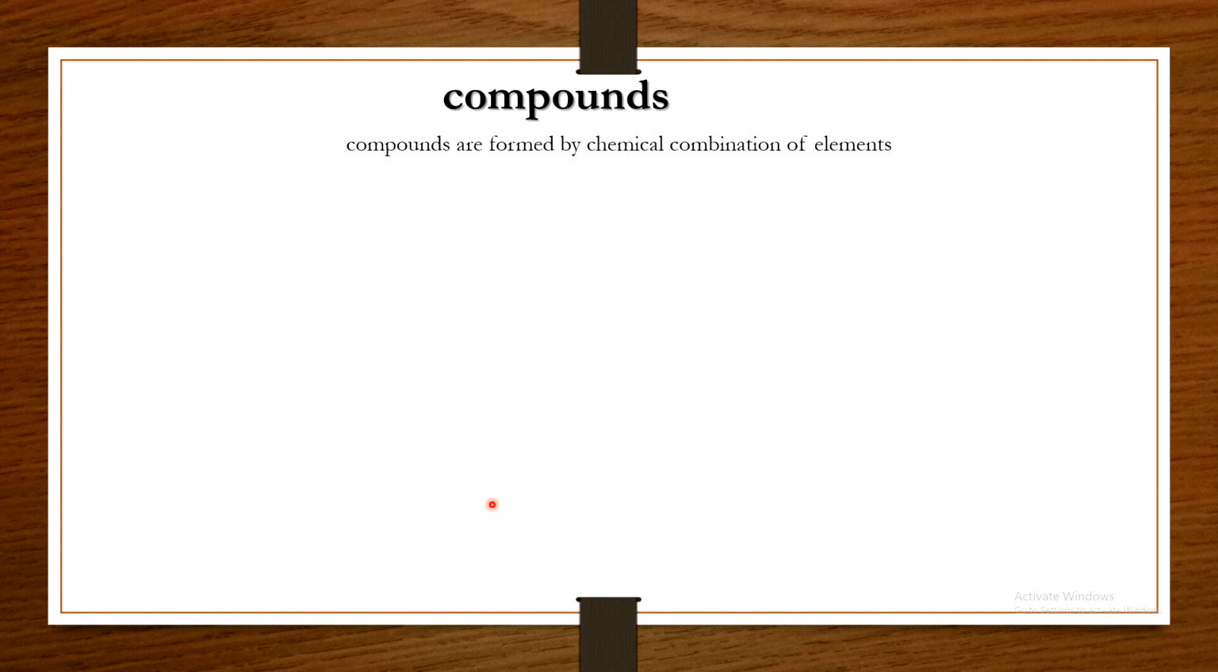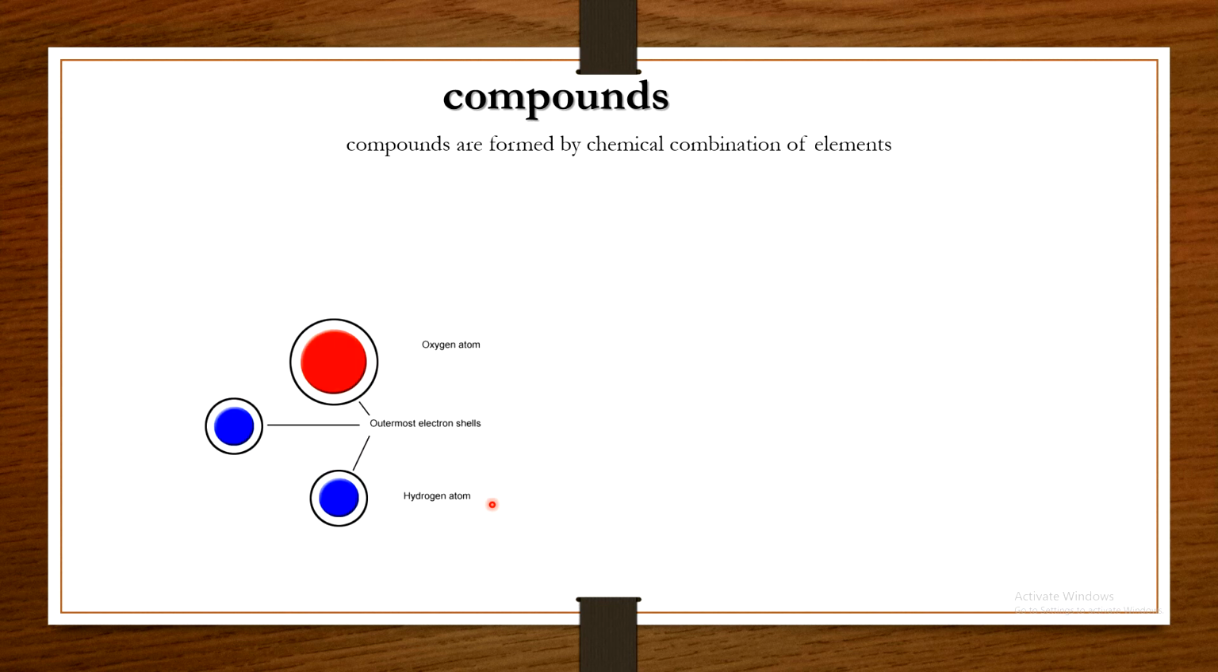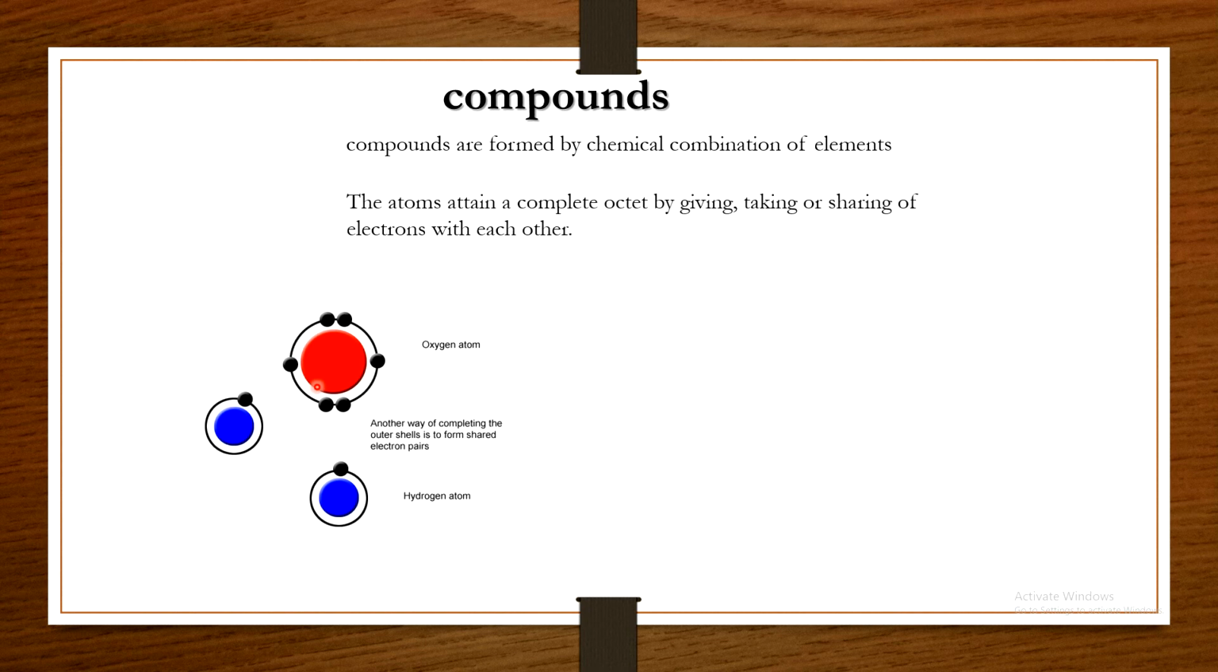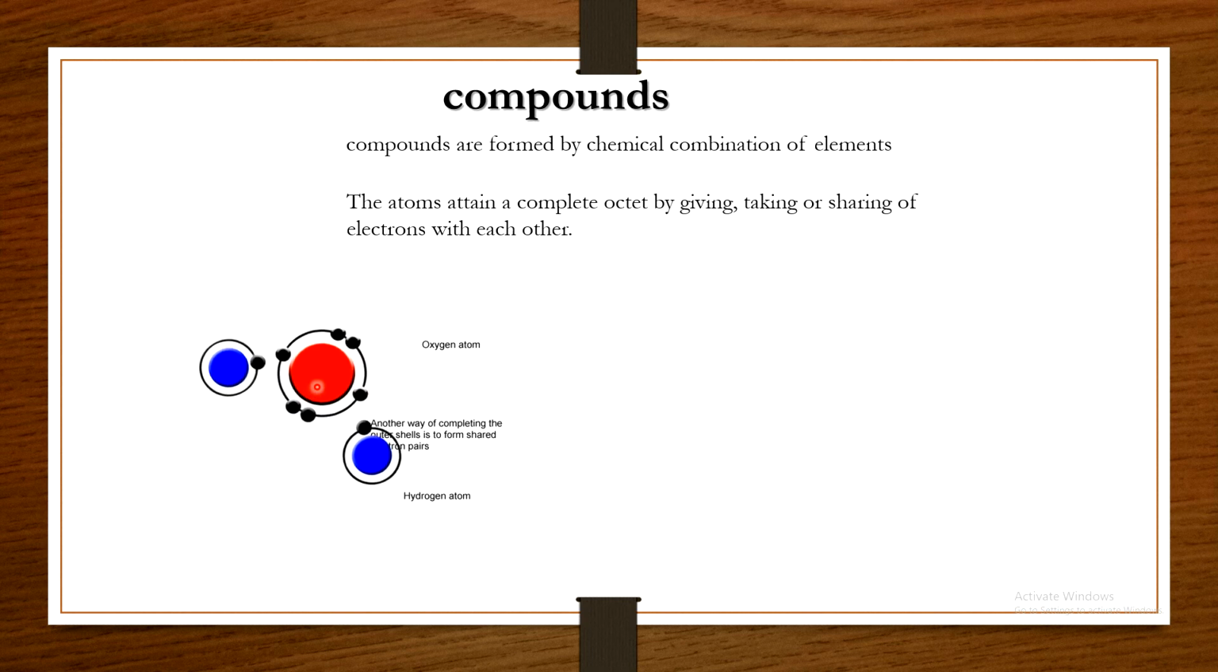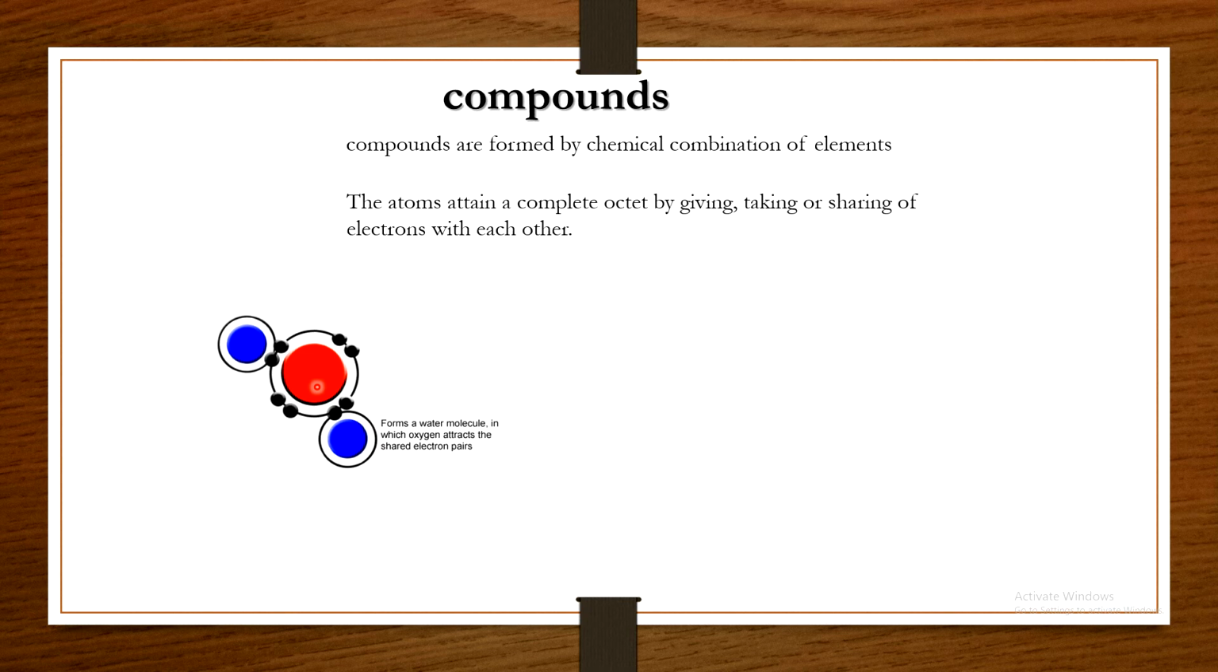Compounds are formed by a chemical combination of elements. Here you can observe how the H2O molecule is formed. Two hydrogen atoms are given, each with one electron revolving in the outermost orbit. The oxygen atom contains 6 electrons in the outermost orbit. To complete its octet, by giving, taking and sharing of electrons, it will form H2O, that means the water molecule compound.